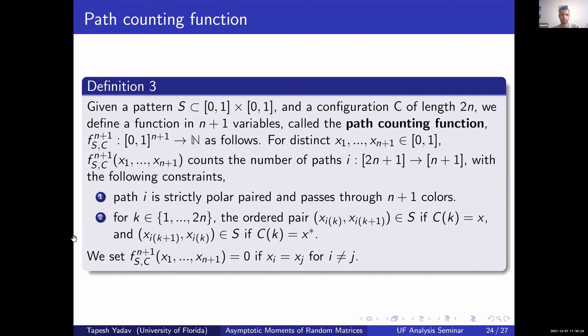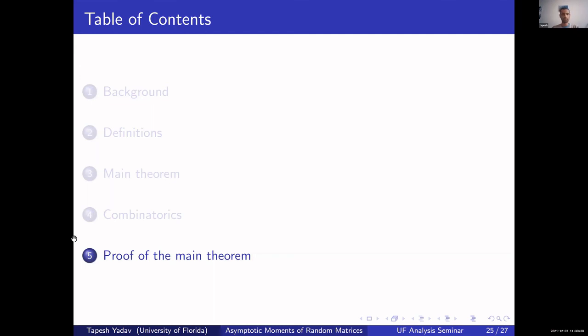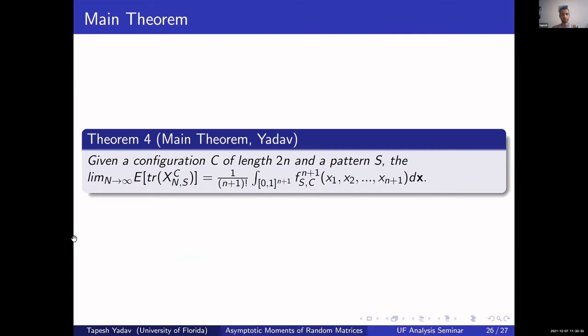Okay. Now that we know the path counting function, let's go back and look at the theorem again and try to prove it in 2 lines. So, a sketch of the proof. The main theorem: given a configuration C of length 2n and a pattern S, the asymptotic starred moment of a pattern random matrix is given by the integral of the path counting function normalized by (n+1) factorial. Let's look at the sketch of the proof quickly.